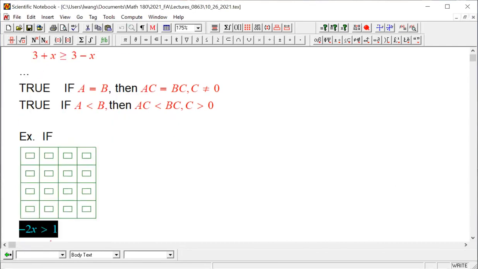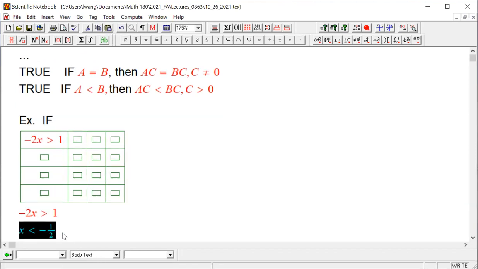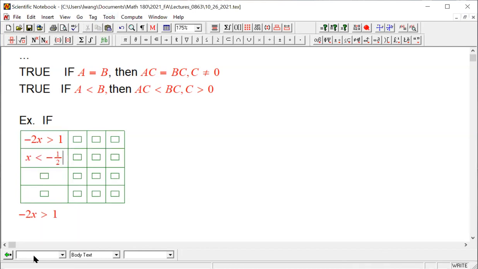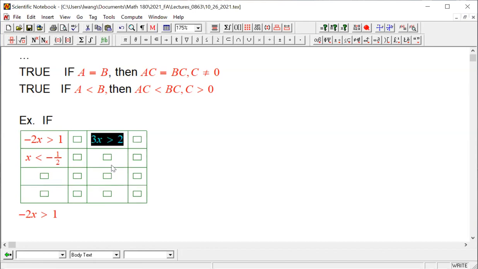Okay, so if you have negative 2x greater than 1, your next step will be x is less than negative half. You're dividing by a negative number, you need to switch the inequality direction. But if you have 3x greater than 2, right? You divide both sides by 3, you have x is larger than 2/3. You keep the same direction.